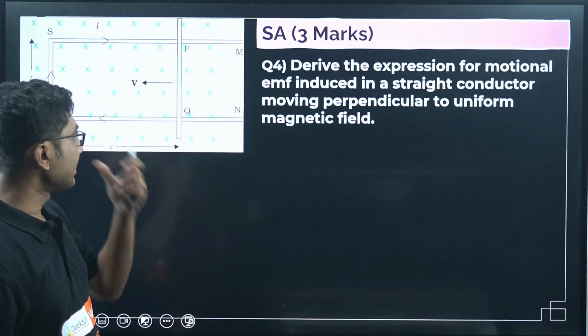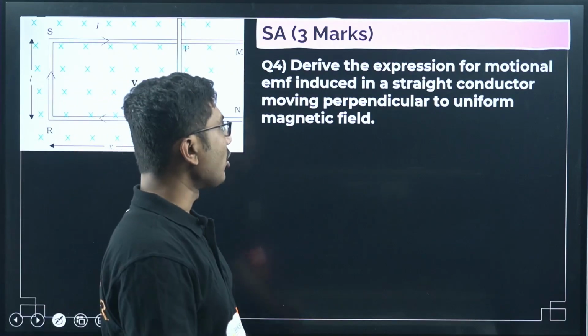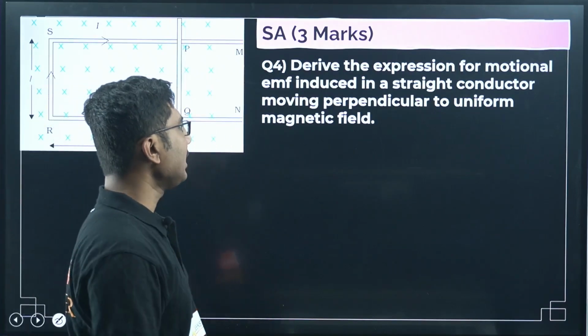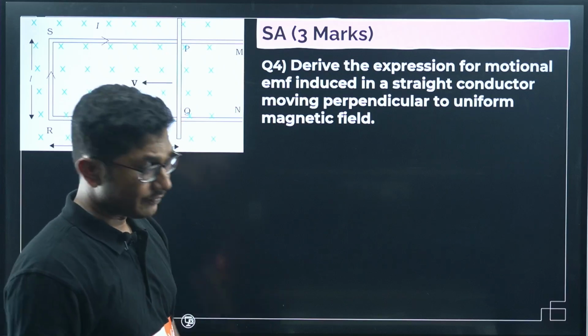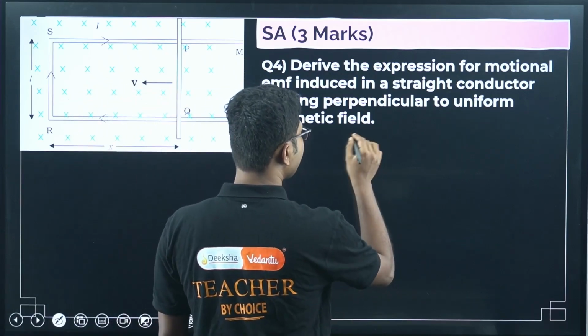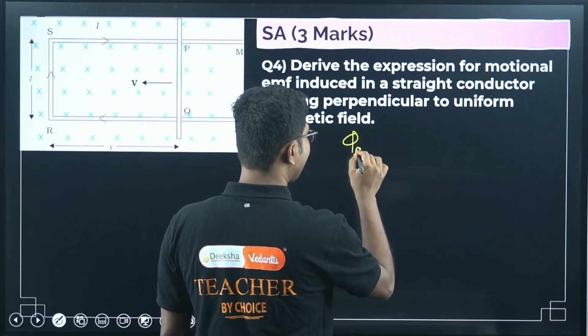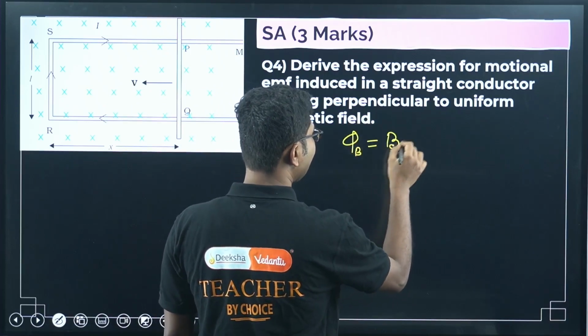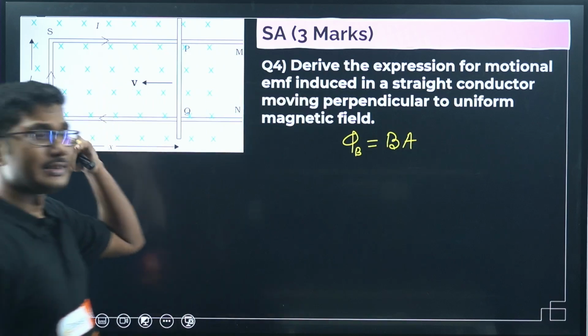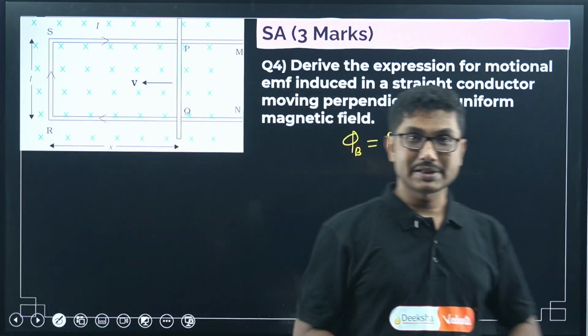Now, let us move on to the next question. Derive the expression for motional EMF induced in the straight conductor moving perpendicular to the uniform magnetic field. This is also a very important question. First, we have to start with the definition of magnetic flux. Magnetic flux is defined by magnetic field times area. Briefly describe this diagram as well. The diagram is compulsory here.